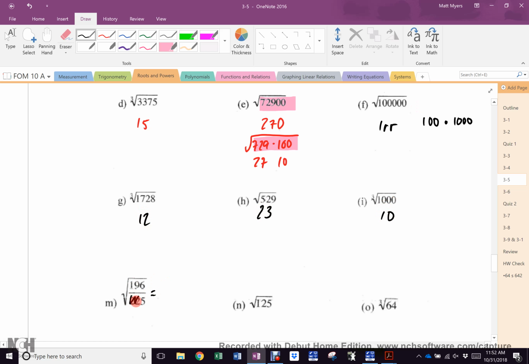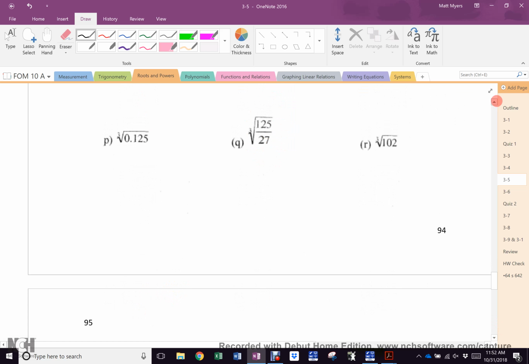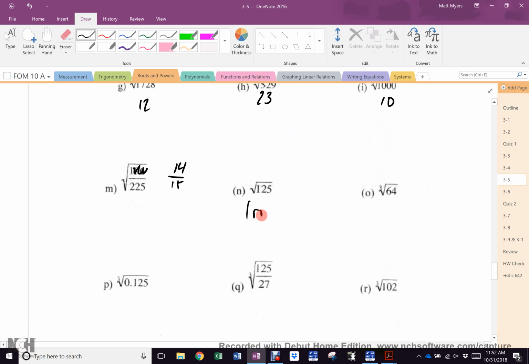if there was no 225 there, what would it be? What's the square root of 196? We've already done it today. 14. If there was no 196 there, what would the square root of that be? 15. So it's 14 over 15. Does that one have a square root? Oops. That's irrational. Does that one have a cube root? Yep, it's on our list, 4.